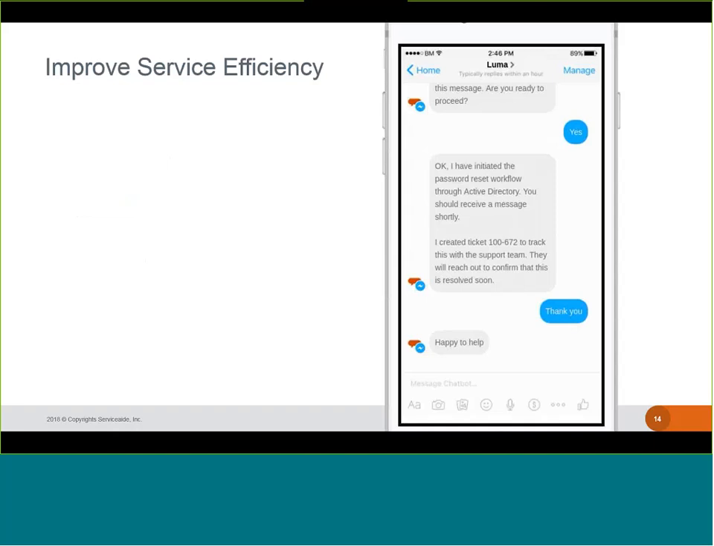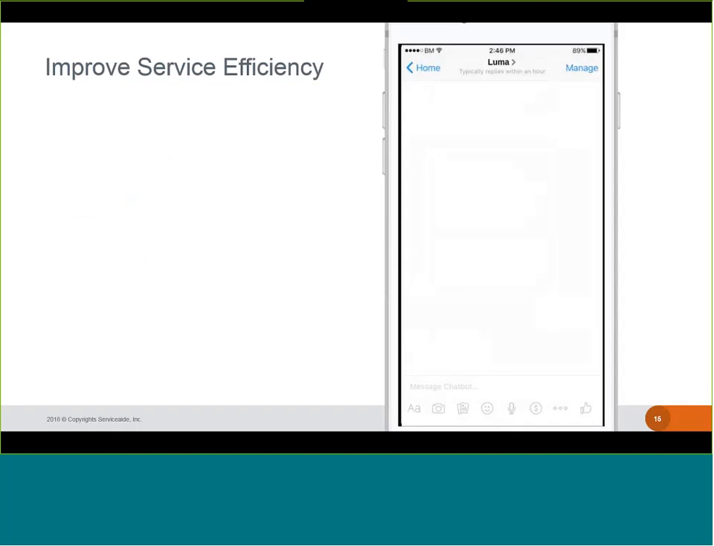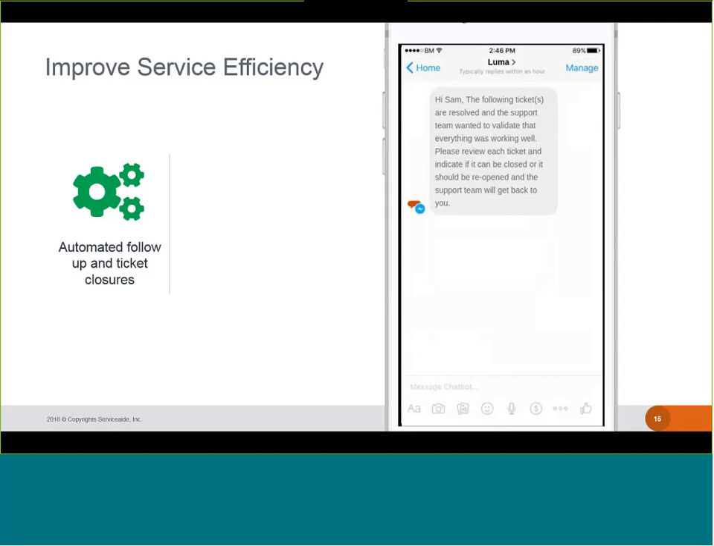Moving on to the next point, point 4, is automated follow-up and ticket closures. This is probably my favorite value point because this came directly from a lot of our research.